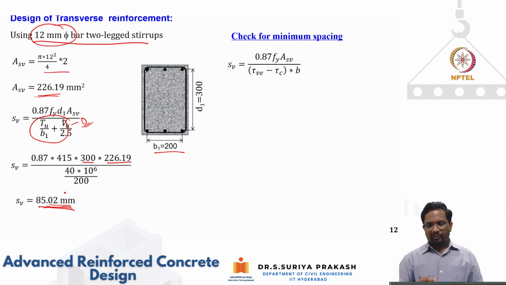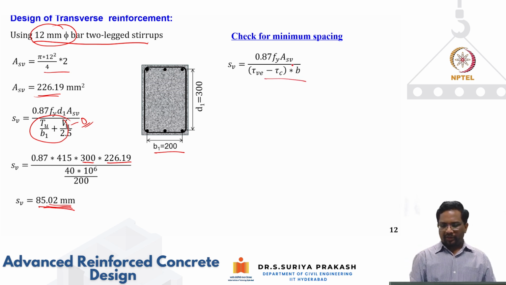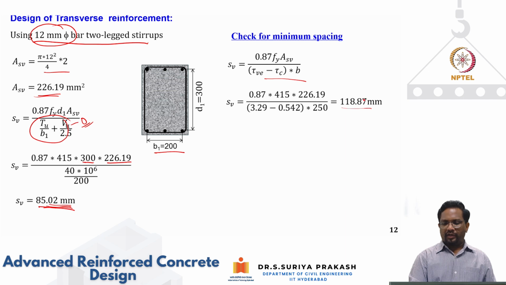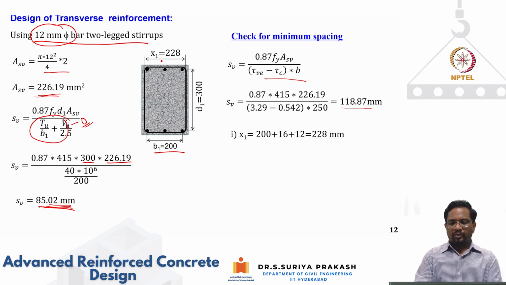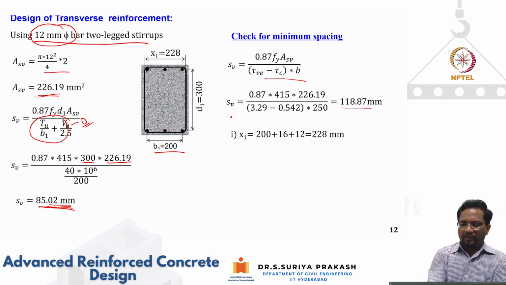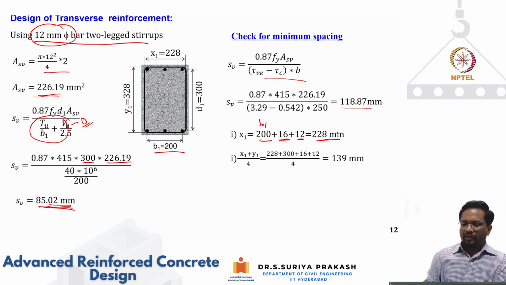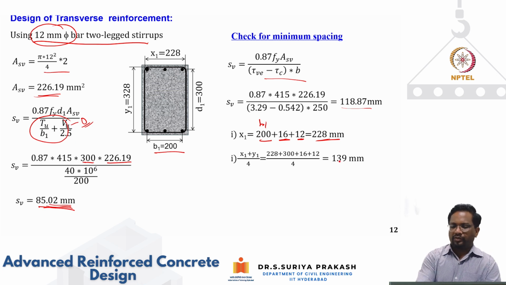Now let's check for minimum spacing. So you plug in this minimum spacing equation, then you work out to be 118.87 millimeter, and then we should also have one more equation that we need to satisfy, which should be x1 and y1. So x1 is basically 200, right? And then in addition to this B1, I add one longitudinal bar, which is 16, plus one stirrup diameter, which is 12. So it works out to be 228 millimeter. Similarly, x1 plus y1 by 4 works out to be 138 mm, and then 300. So you have to take the minimum of this, which works out to be 139 mm.